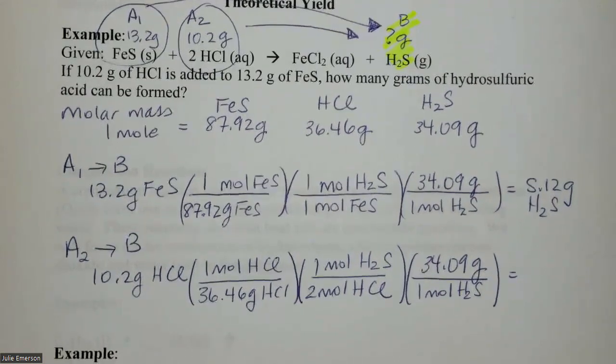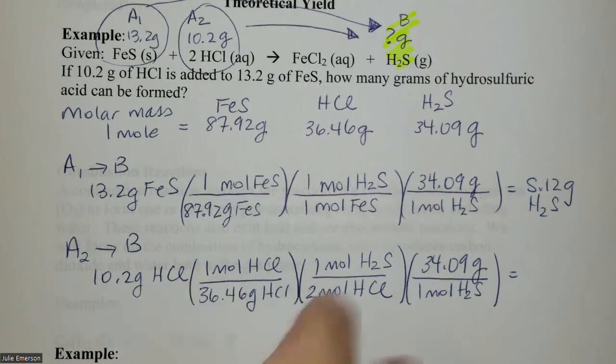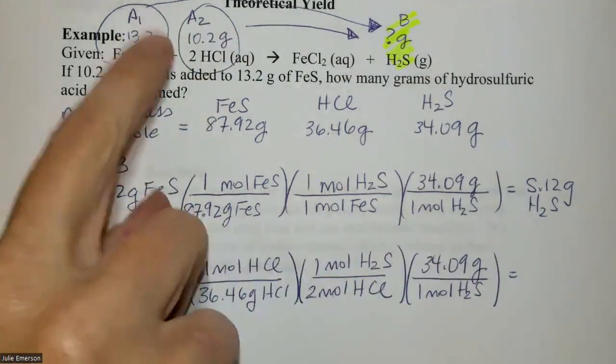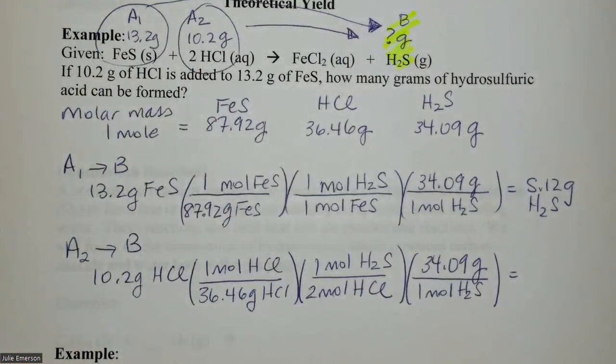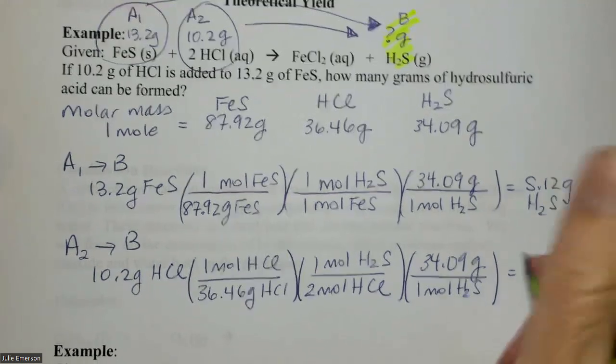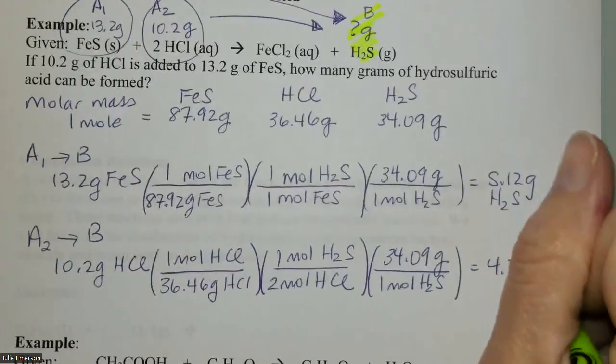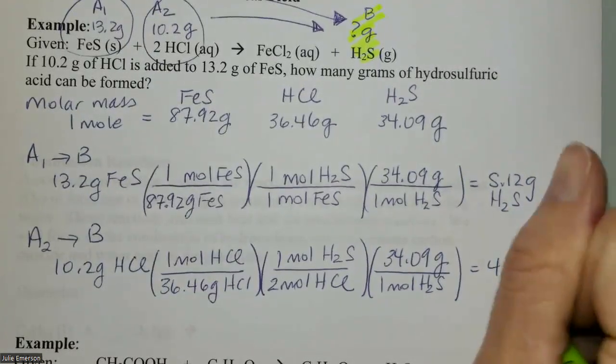So this is why I felt like it was simpler. And I'll show you, you have to go to moles for both starting quantities anyway. And when you do the two setups, you take A1 to B, you take A2 to B. Let me go ahead and get this answer. 10.2 divided by 36.46 divided by 2 times 34.09. I get 4.77 grams of H2S.